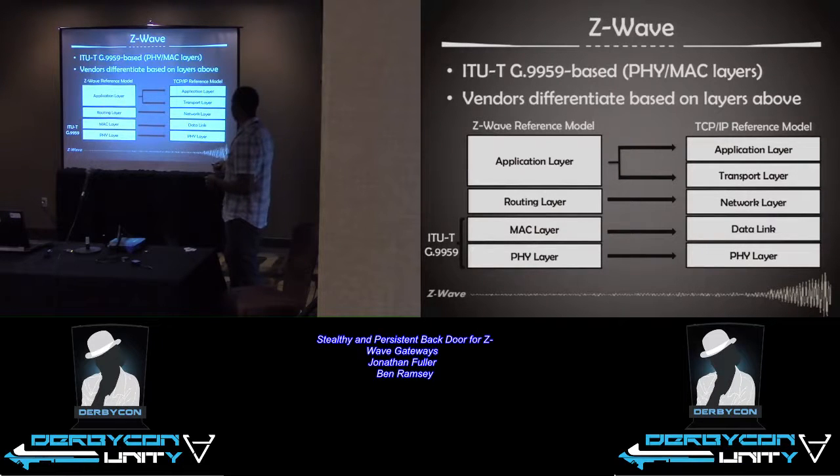This is a snapshot of the Z-Wave reference model with respect to the TCP/IP reference model. So the vendors differentiate based on the application layer and the routing layer, but all of them are based on the PHY and MAC ITU-T G.9959 specification.